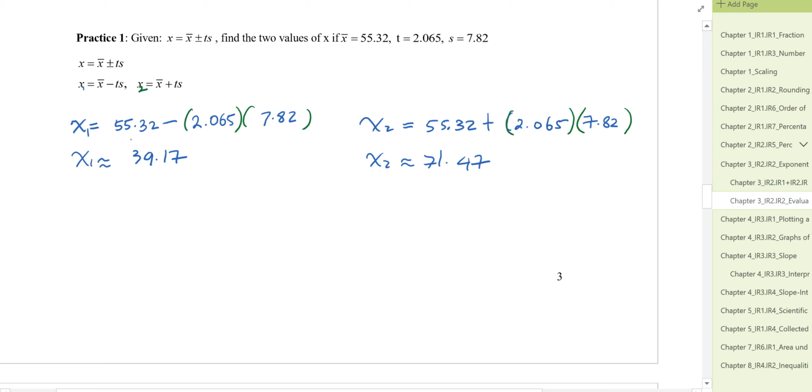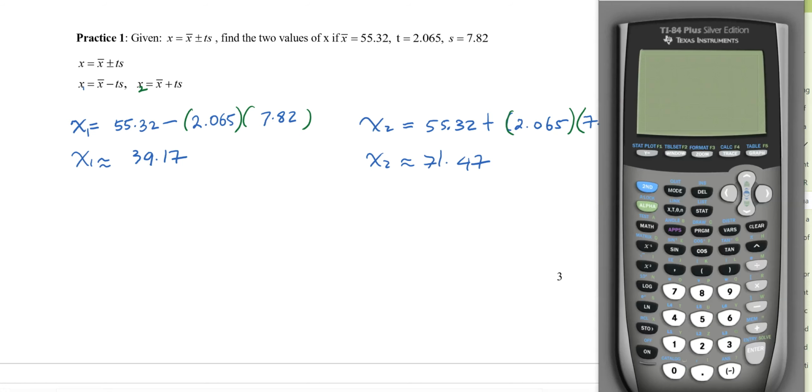We know x bar is 55.32 minus t is 2.065 times 7.82. Notice that when I substitute, I use a parenthesis around it to represent the multiplication here, so that way I don't confuse the decimal as a multiplication sign. All right, let me plug in my calculator.